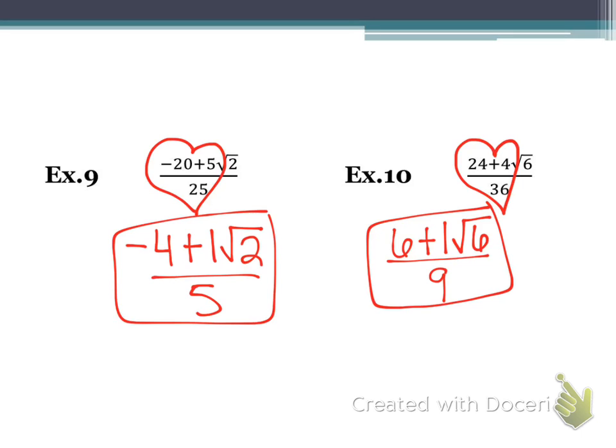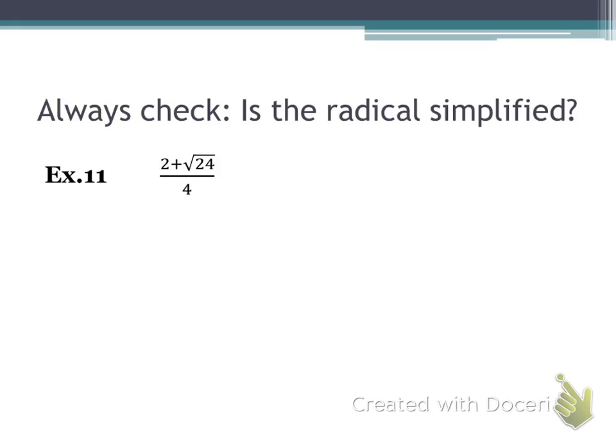Questions, concerns? You getting the hang of these? Yeah. Good. Let's throw it all together. So on these last 4, we have to make sure that our radical is simplified before we start trying to deal with our heart numbers.